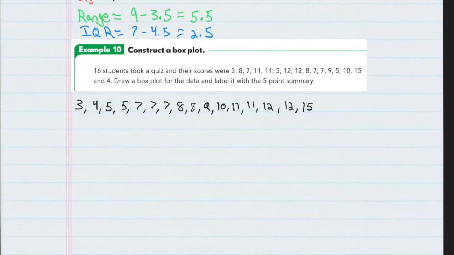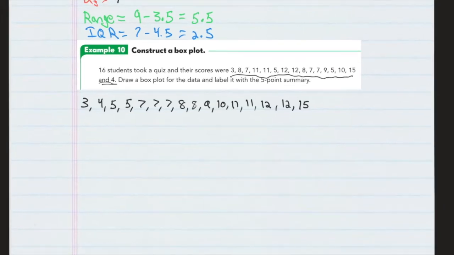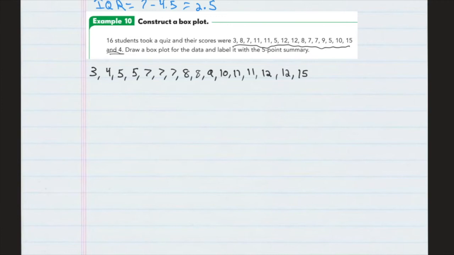And now that we have those numbers listed out, let's read the problem. It says 16 students took a quiz and their scores were, and then it lists out those numbers for us, and 4. Don't forget to put that. Draw a box plot for the data and label it with the 5-point summary. Okay, so we're actually going to do this backwards. It's easier to do the 5-point summary first and then draw the box plot. So let's find the quartiles.